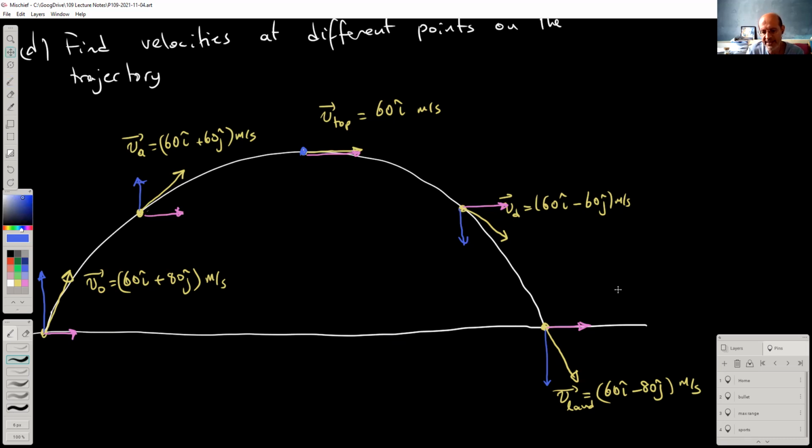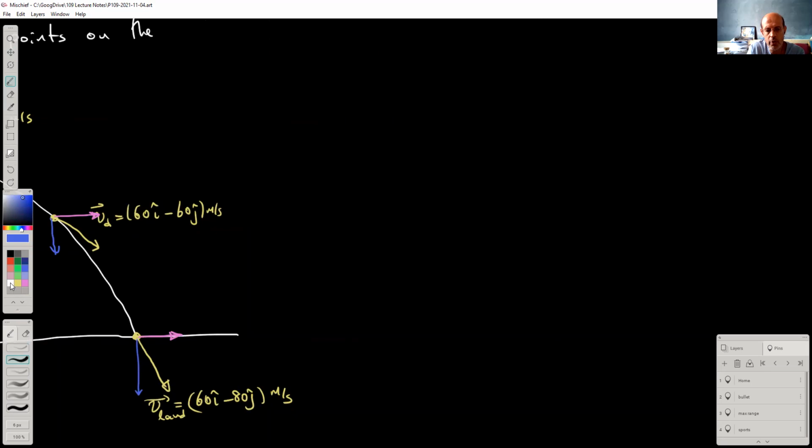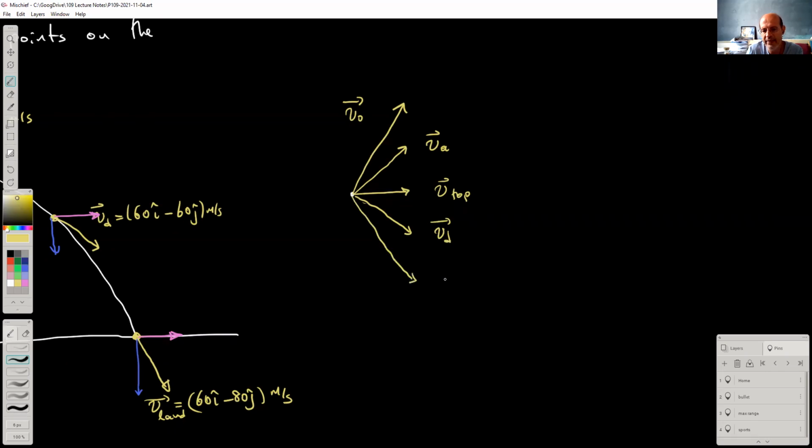In each case, the velocity is tangent to the trajectory. I can draw all of these vectors like that. Let me use a yellow color again. So this is the initial velocity, V0. This is the velocity VA. This is the velocity at the top. I basically draw all of these velocities starting from the same position. So I just shifted them and made sure that they start from the same position. So this is VD and this is VLand.